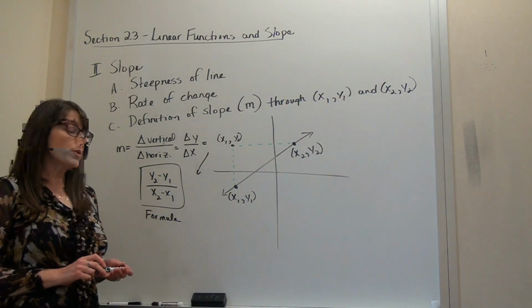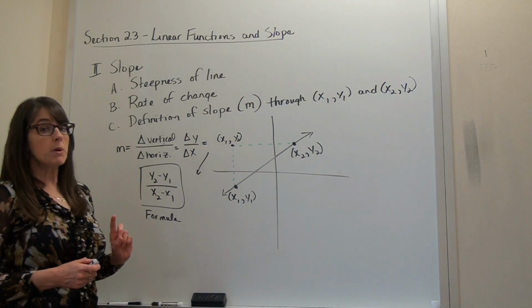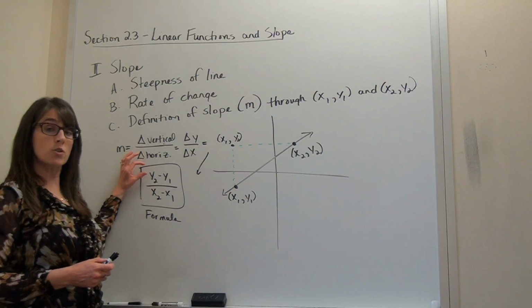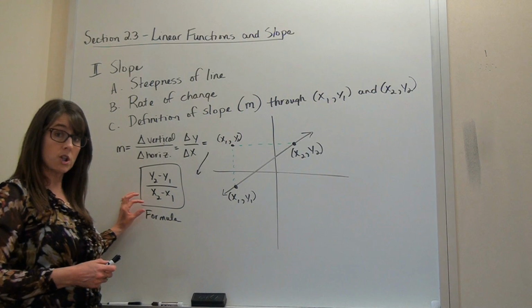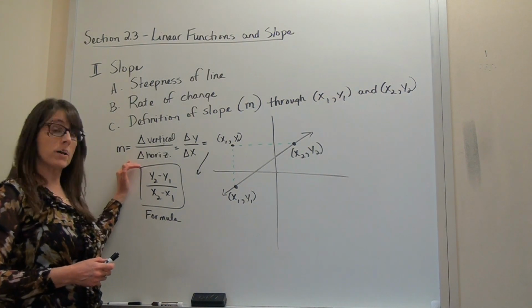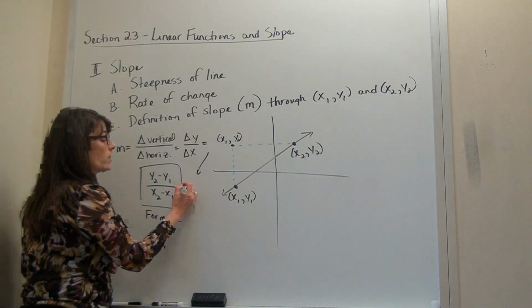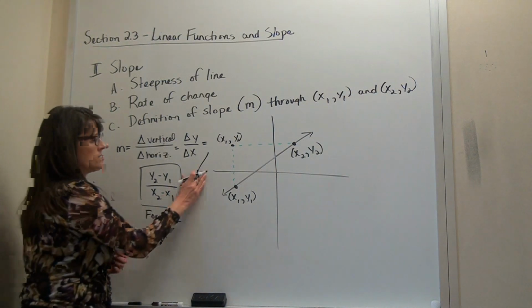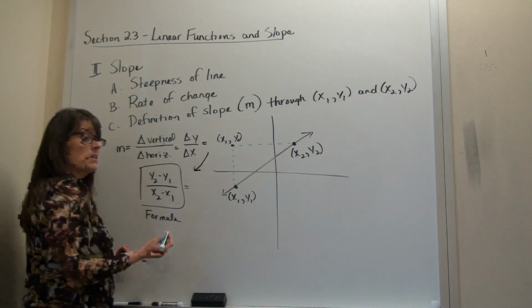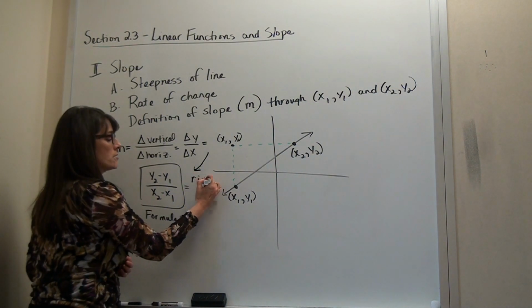Now be very careful with this formula, because a lot of people get it twisted and they'll put their x's on the numerator and they'll put their y's down on the denominator, but it's going to be y's on the numerator, x's on the denominator. One way to remember that is what we call, it's not a formula, but a definition of slope, and that's rise over run.